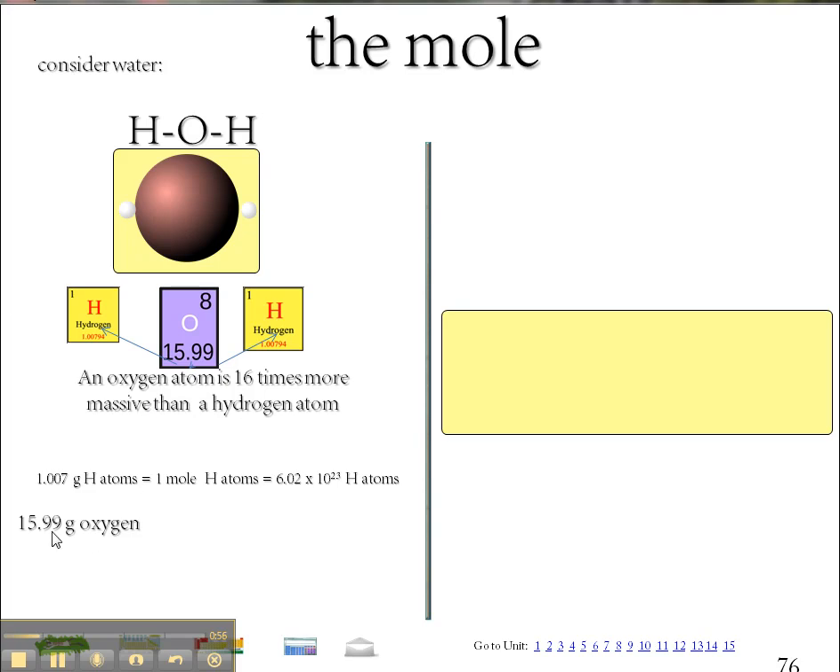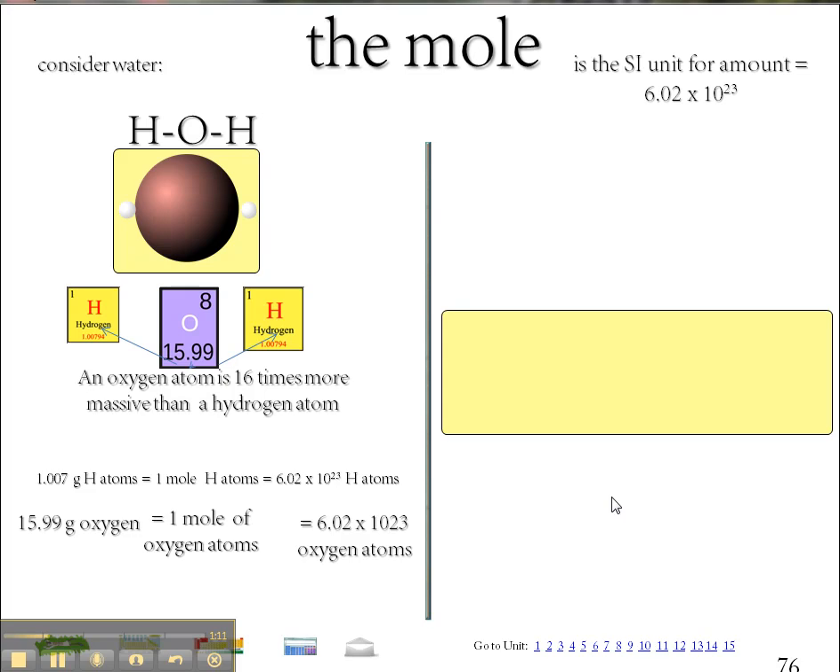So when we have 16 grams of oxygen, roughly, that's a mole of oxygen atoms. It just simply means that it's a much bigger atom. And that takes 16 grams to be those 6 times 10 to the 23rd oxygen atoms. Let's use this to make some water. And by the way, this defines the mole as the SI unit for amount, 6 times 10 to the 23rd, analogous to a dozen or a ream, or if you will, a pair.